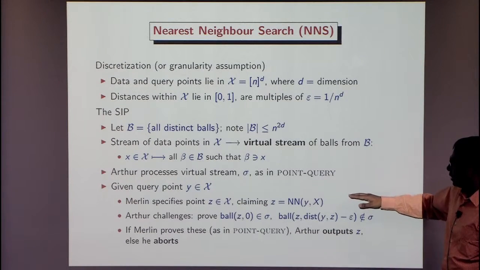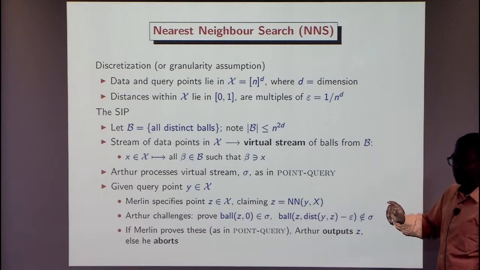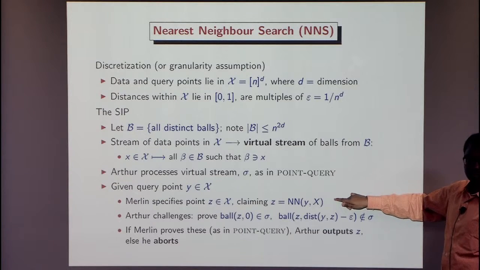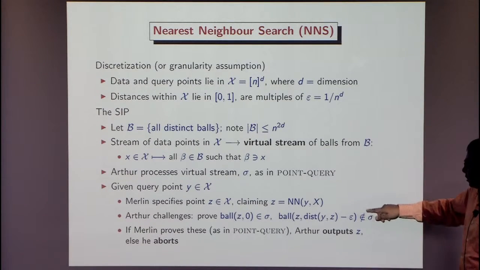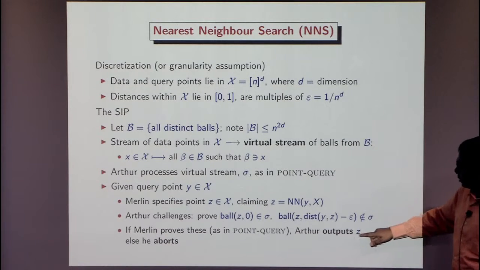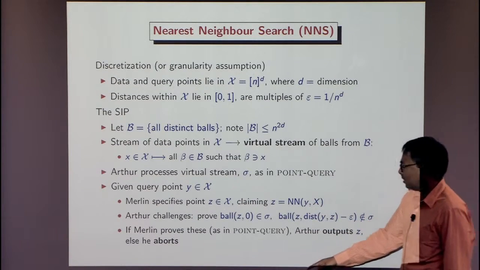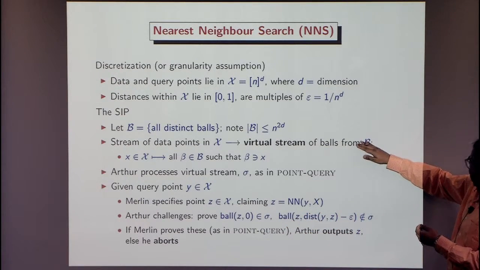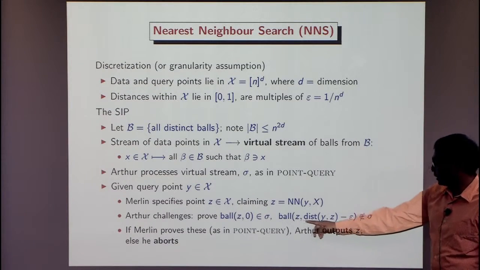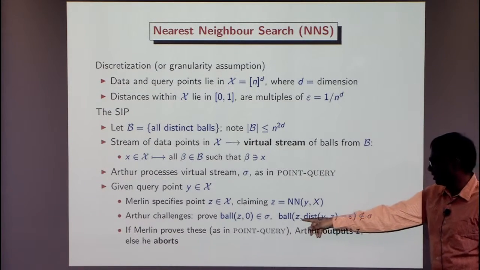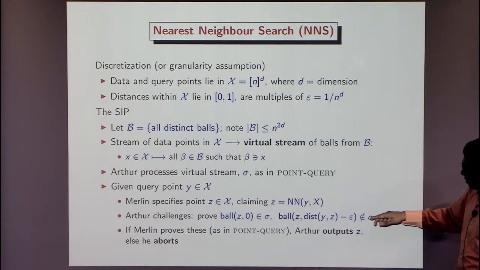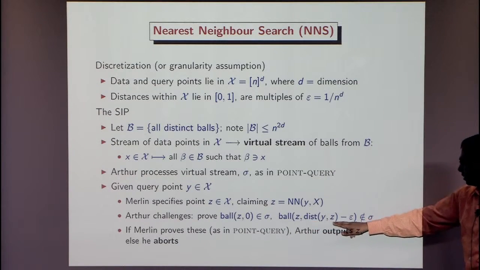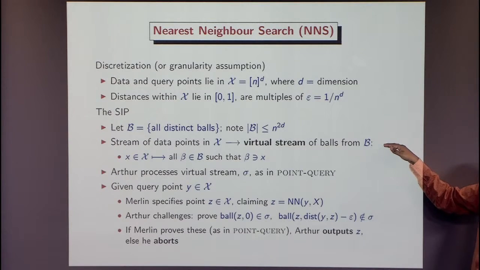Anyhow, given a query point, Arthur will do this 3-round interaction with Merlin. First, Merlin will say, here is the claimed nearest neighbor of your point. Now Arthur challenges Merlin to prove that this is correct, and notice that what you have to prove is that the claimed point actually appears in the given stream, so the 0 radius ball actually appears in this virtual stream. And also that this is actually the nearest neighbor, so there's nothing closer than z to y. This can be rewritten, with a little bit of thinking, as: if you take the ball centered at z with radius slightly less than the distance, then it must not appear in this virtual stream, right?